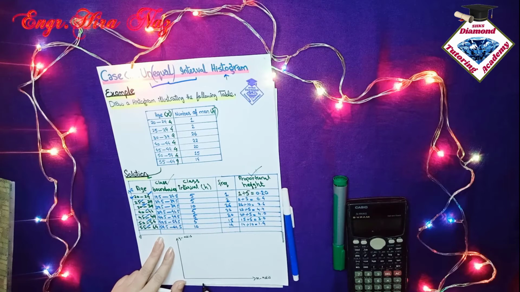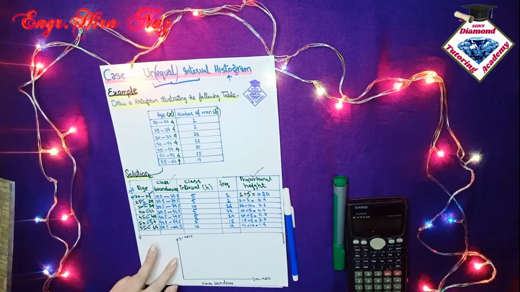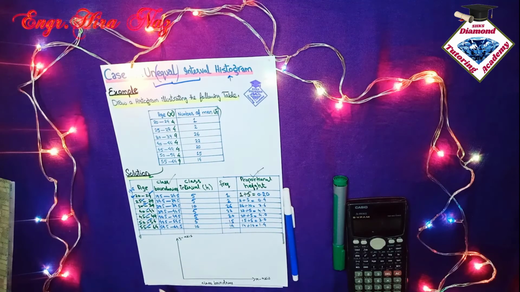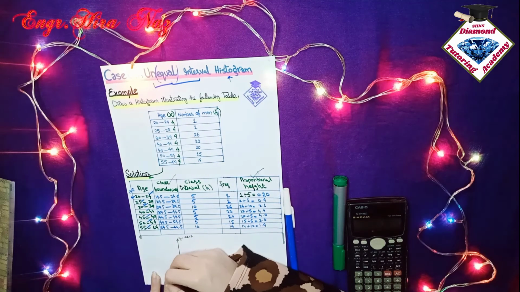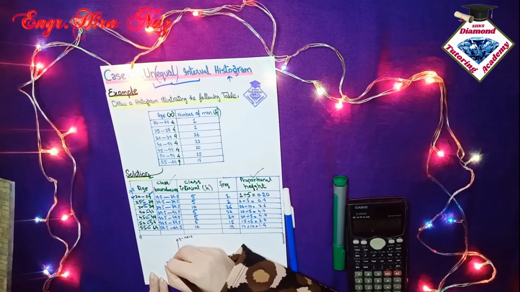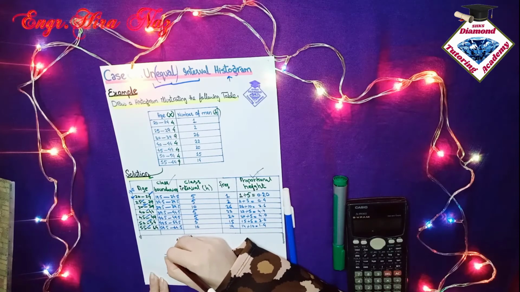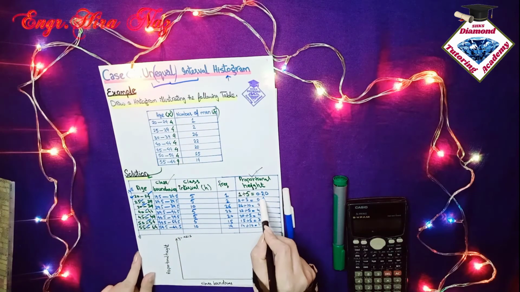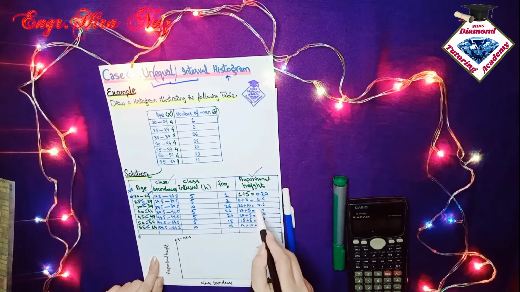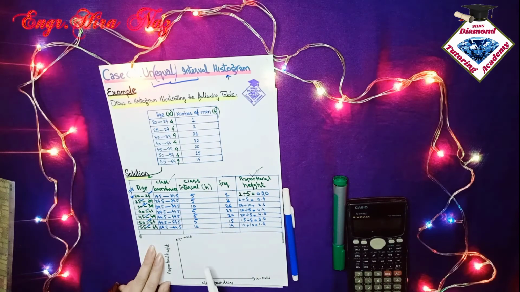So, class boundaries. Next you have to plot proportional heights along the y-axis. So you can name this axis as proportional heights. We have to plot proportional height along the y-axis because proportional height depends upon class boundary. Understand? Now we have to take a suitable scale for both axes.